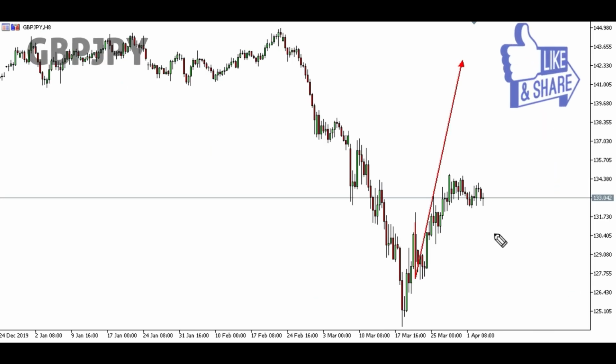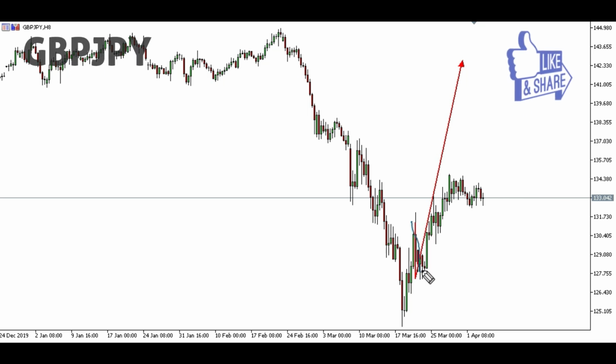This is GBP JPY. This pullback here was forecasted and this up move was forecasted, and we're getting that up move. Then this upcoming week, it's possible that we could get this down move, then continue up. It's possible for GBP JPY.